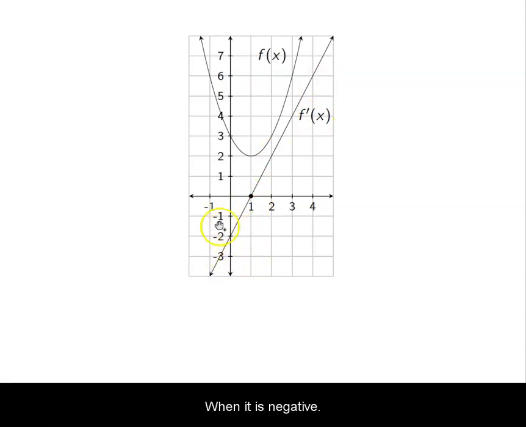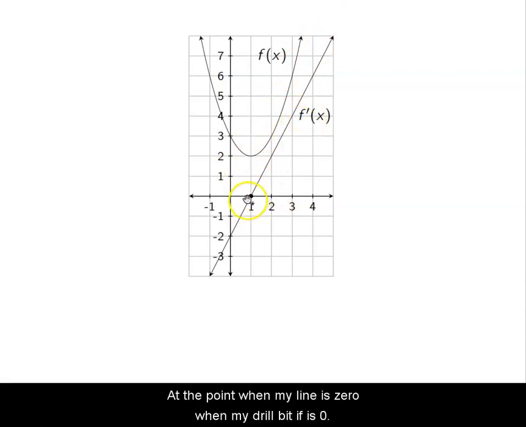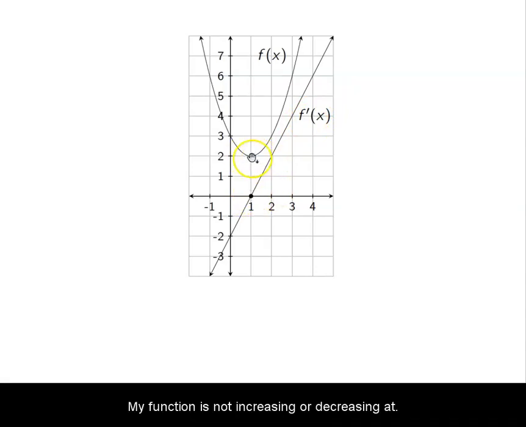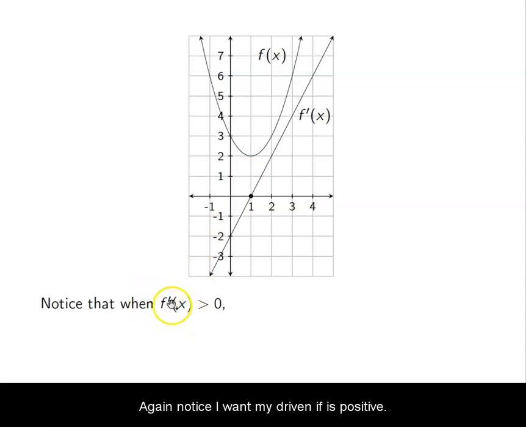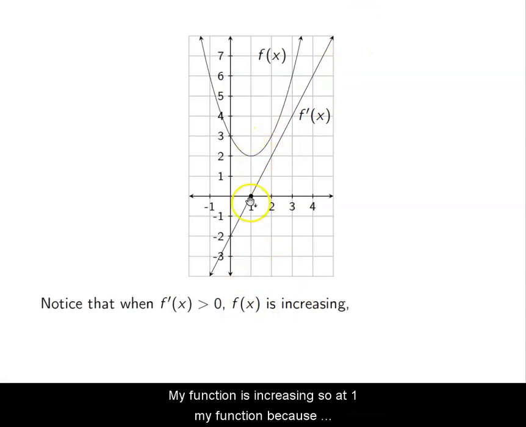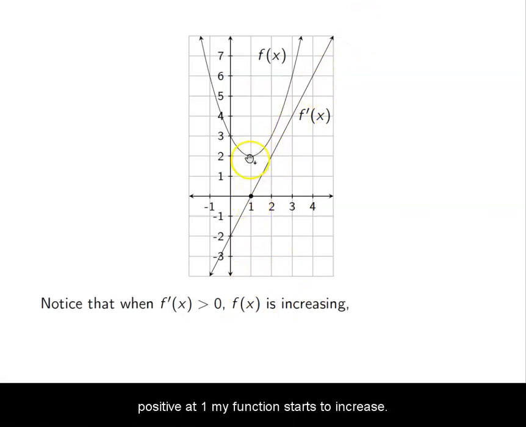When it is negative, my function is decreasing. When this function is positive, the derivative line is positive, my function is increasing. At the point when my line is 0, when my derivative is 0, my function is not increasing or decreasing at all, right? It's at a minimum value actually, which is also very important in this class. So again, notice that when my derivative is negative, over here, my function is decreasing. At 1, my function starts to increase.